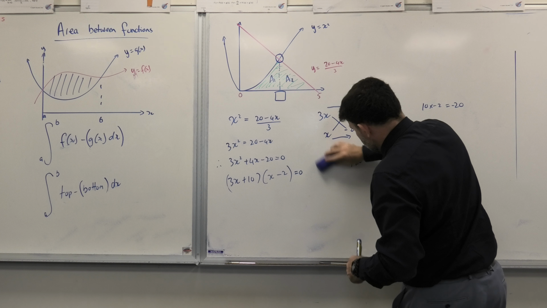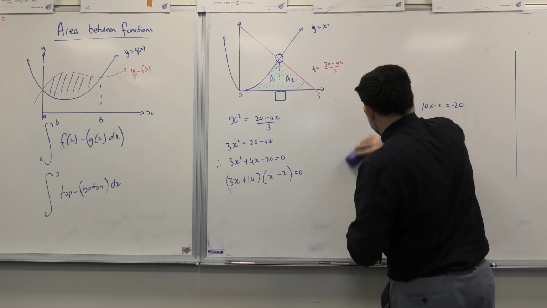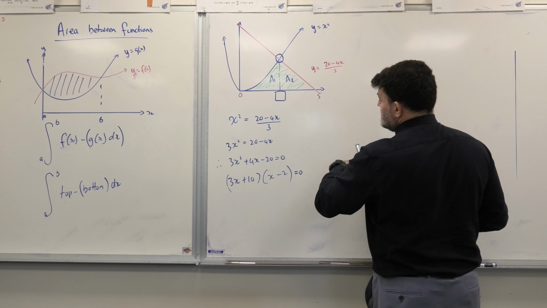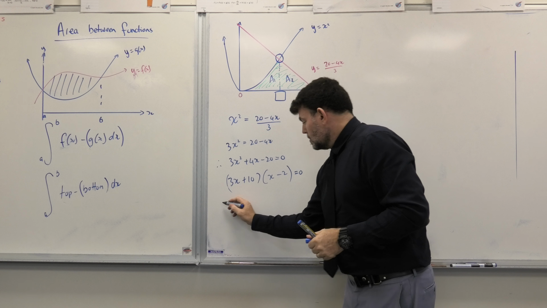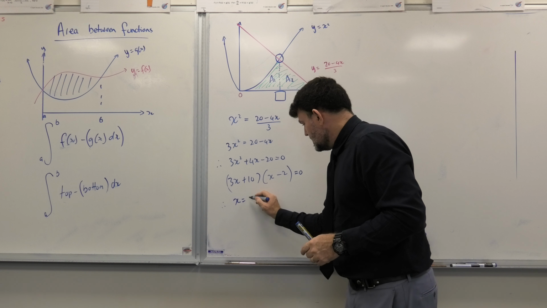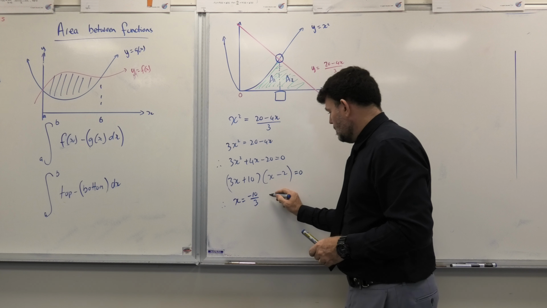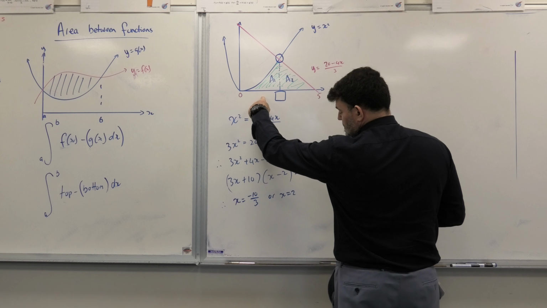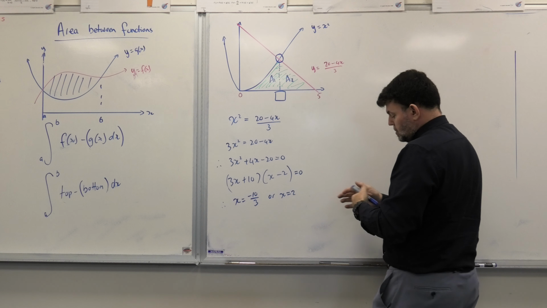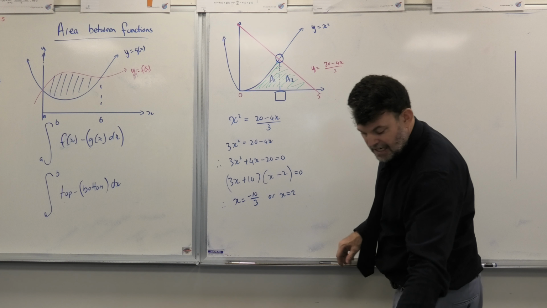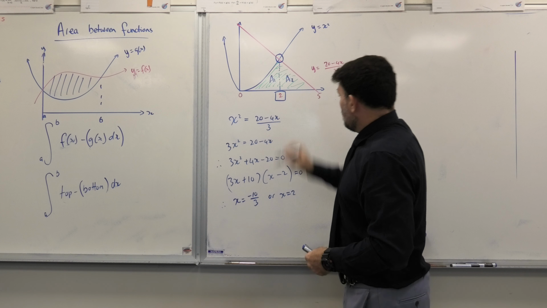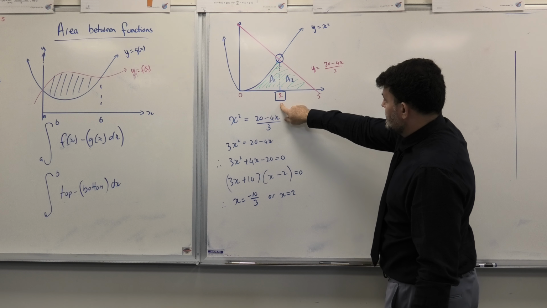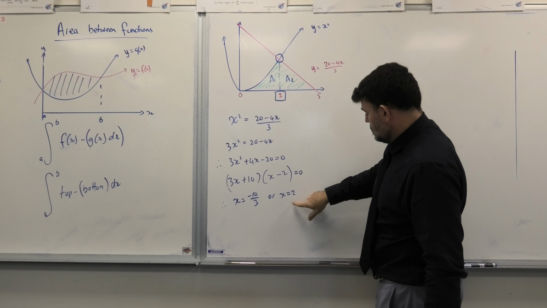So let's get rid of all that. And we want to find what, when we equate it to 0, is going to give us that point. So therefore, x is equal to negative 10 on 3, or x is equal to 2. Well, looking up here, negative 10 on 3 won't fit, but 2 will. So I can rewrite this and say that I've got my point of intersection when x is equal to 2.